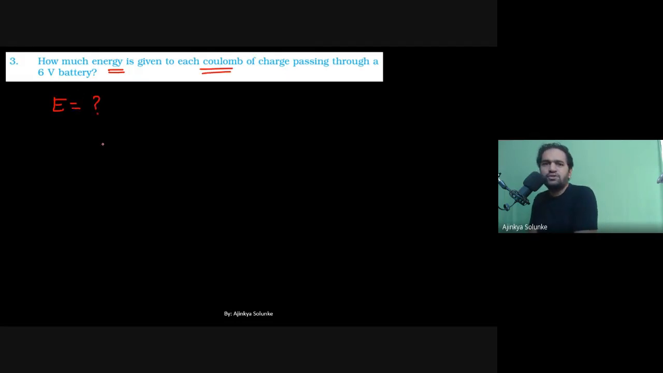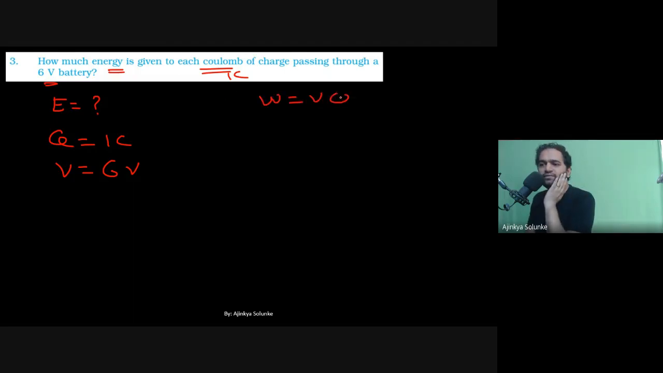Each coulomb means they have given 1 coulomb of charge. And what is the potential difference? V is 6 volts. But we do not have a formula for this, right? The only formula we have is W equals V times Q, correct?